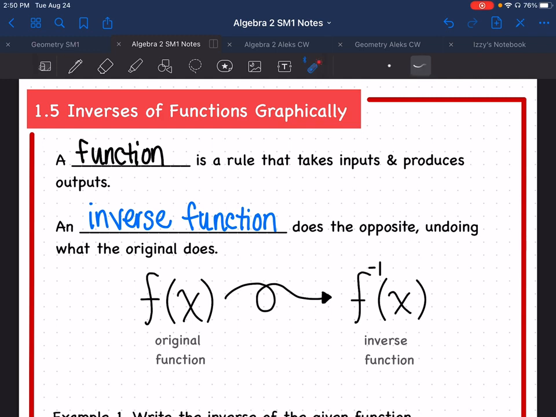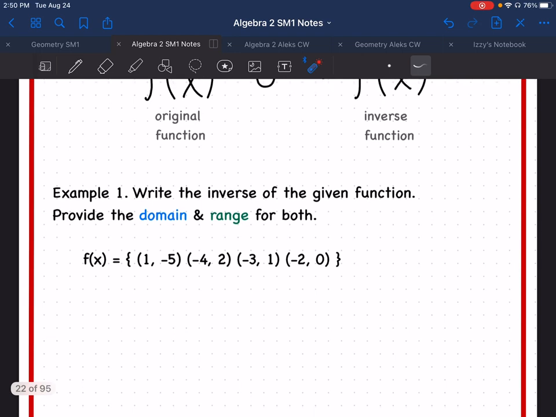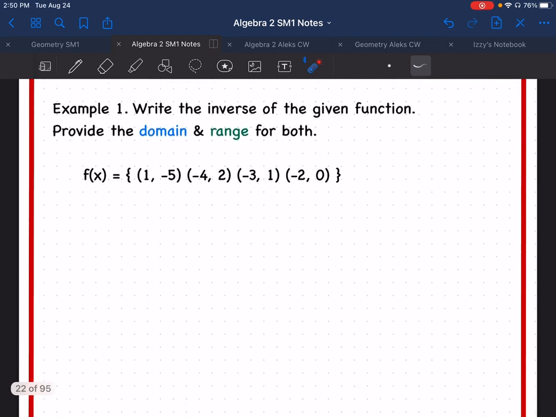So if I take my original function f of x, I'm going to undo what was done to it to create my inverse function, which I call f of -1 of x. These are just the function notations for the original function and its inverse function. So let's take a look at what it would mean to graphically do an inverse of a function. So here's example 1.